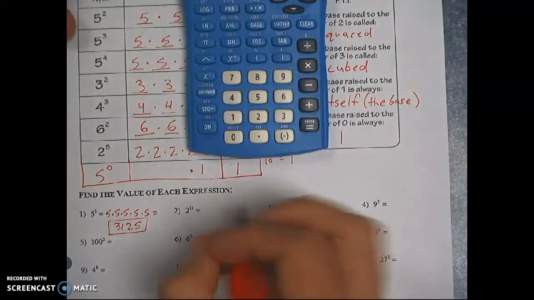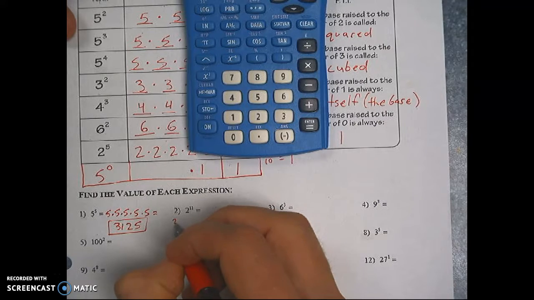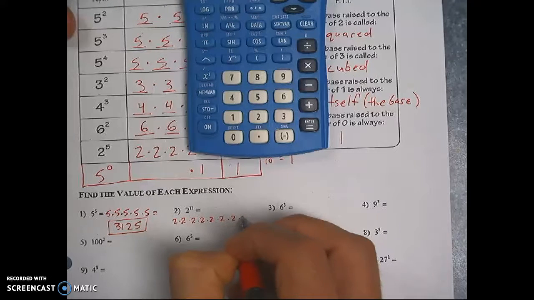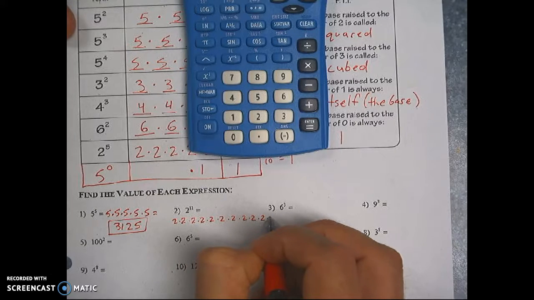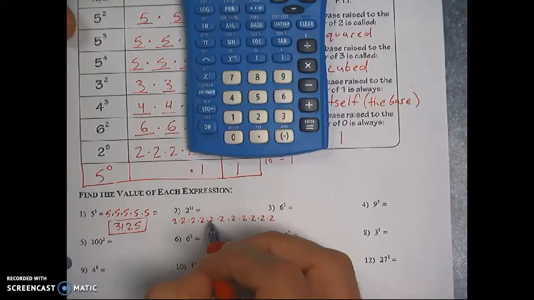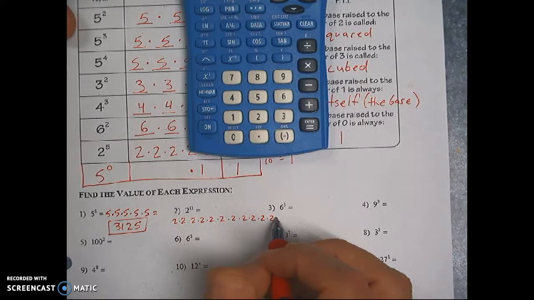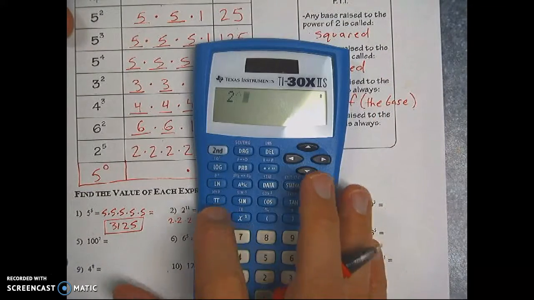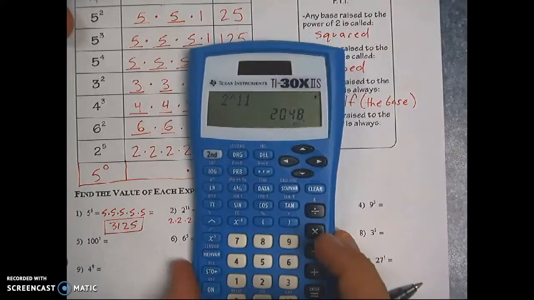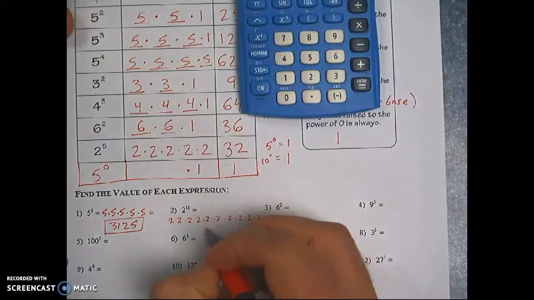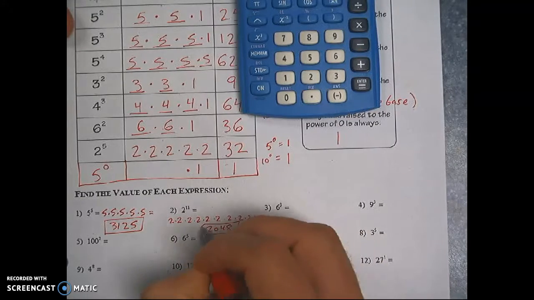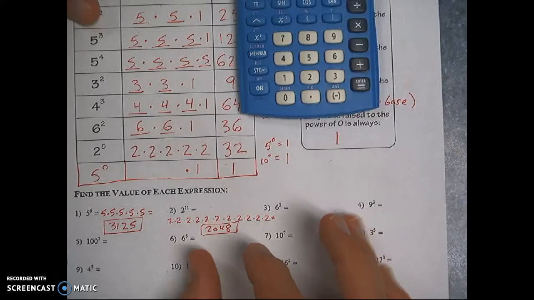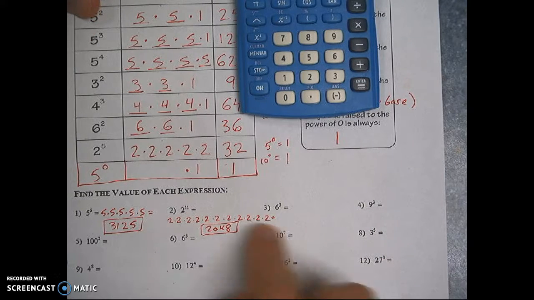So the next one, 2 to the 11th, how does that expand? I need 11 2s. I don't want to type that into my calculator, so I'm going to go 2 raised to the 11th. It's 2048. But this is the work that you're going to have to show for today and for a couple days to make sure that we understand that this is not 2 times 11, that it's actually this.